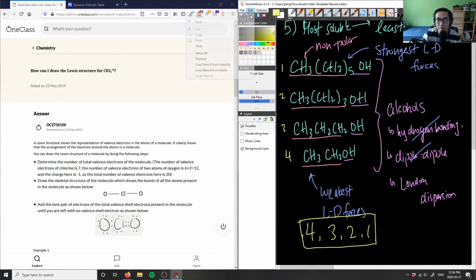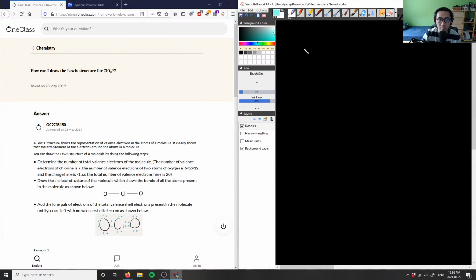Okay, that's number 5. Number 6 is, how can I draw the Lewis structure for ClO2 1 minus here? So number 6. Yeah, number 6. So I want the Lewis structure for ClO2, 1 minus.